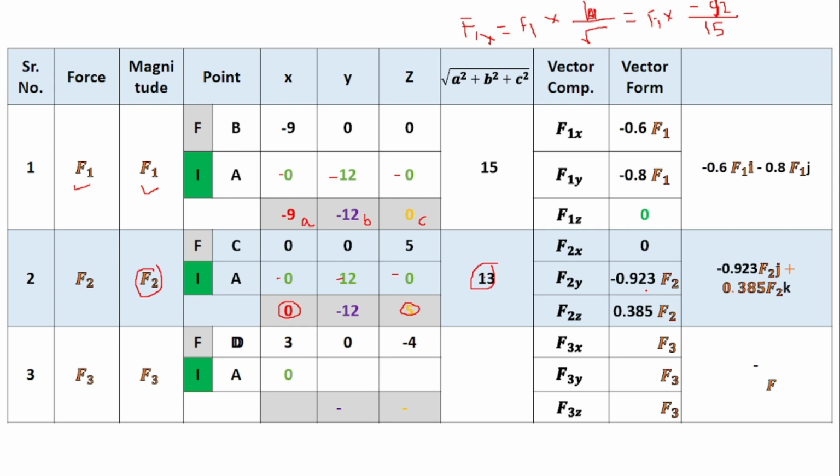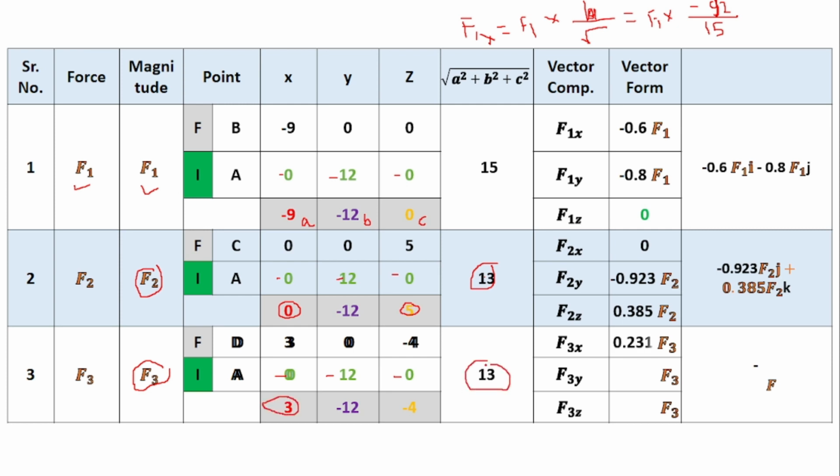Then we'll go for the force F3. For F3, the initial point is A and the final point is D. The coordinates of point D are 3, 0, -4 and the coordinates of point A are 0, 12, 0. We'll do the same thing. 3 minus 0, the answer is 3. 0 minus 12, the answer is -12. -4 minus 0, the answer is -4. Then calculate the square root of a square plus b square plus c square, that is the square root of 3 square plus 12 square plus 4 square. The answer is 13.